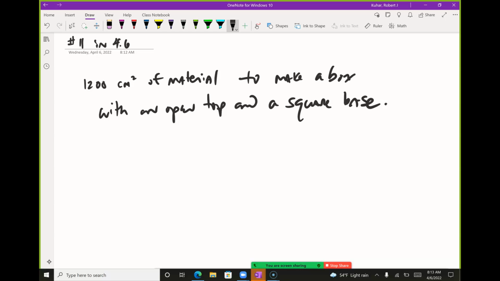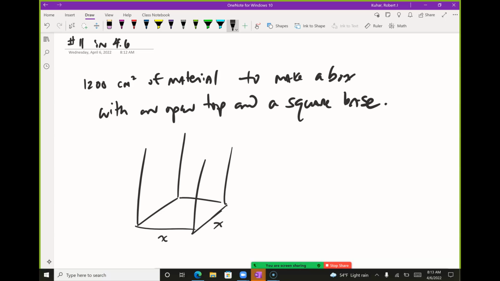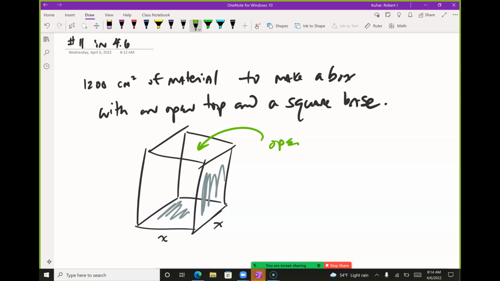So right away, I can draw my picture instantly. I know the base is a square, so that's going to have x by x sides. And the height of the box is unknown. What's important is that the box top itself is open, but all my sides are solid. What height the sides are is unknown, but obviously it's a y, right?